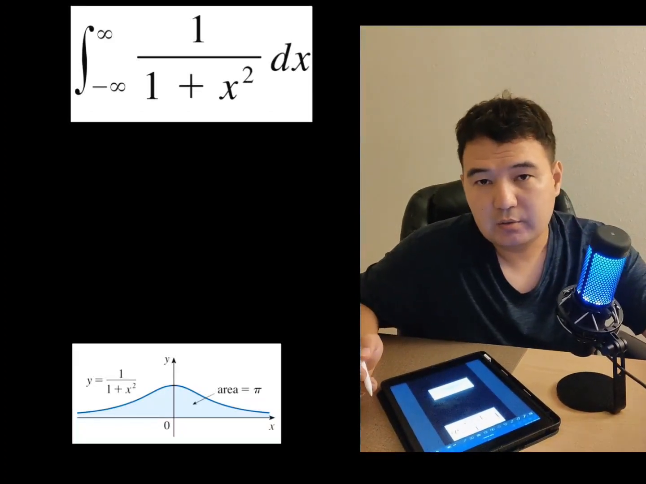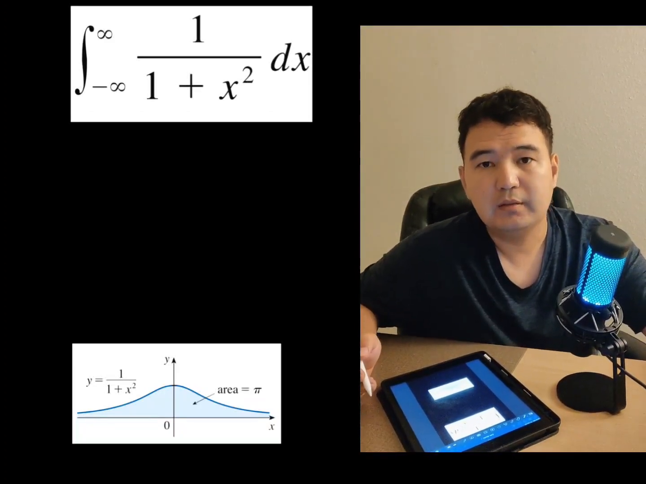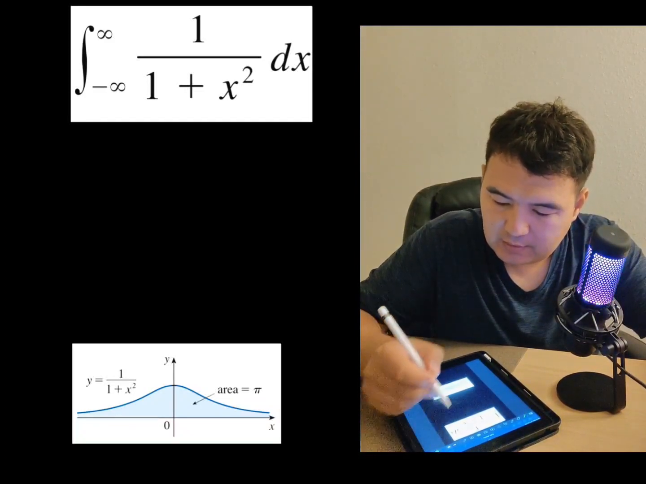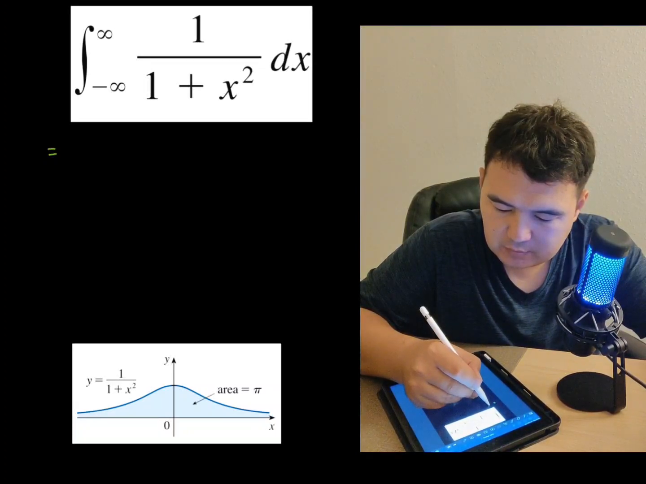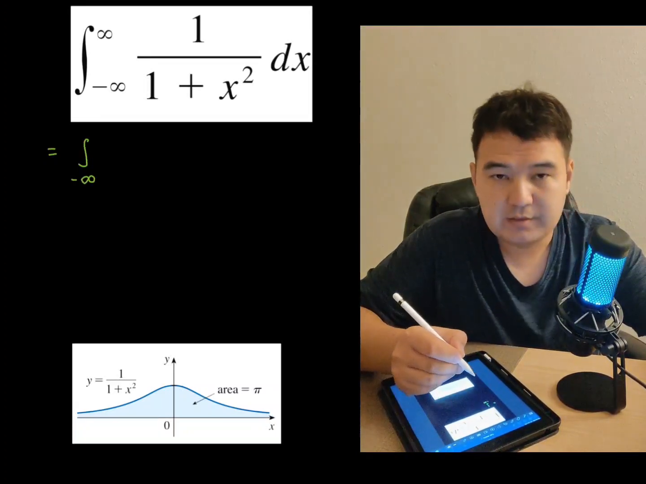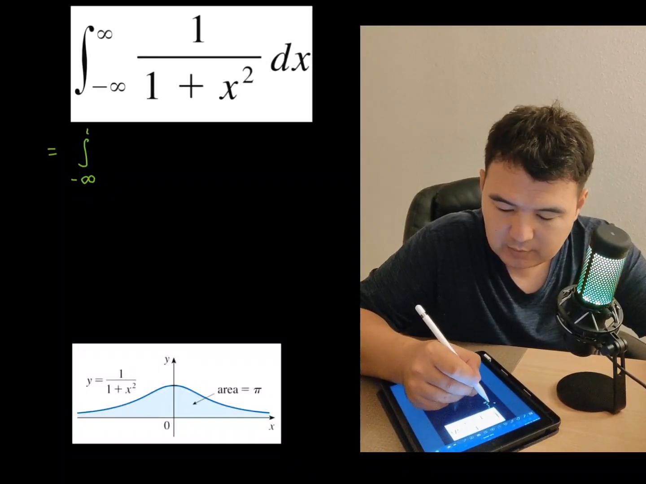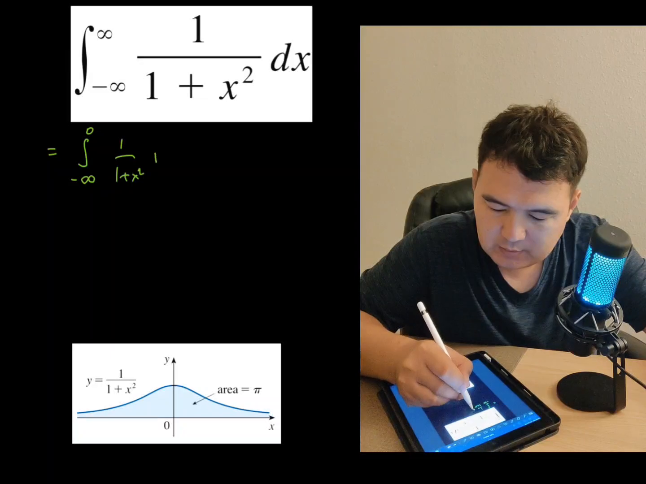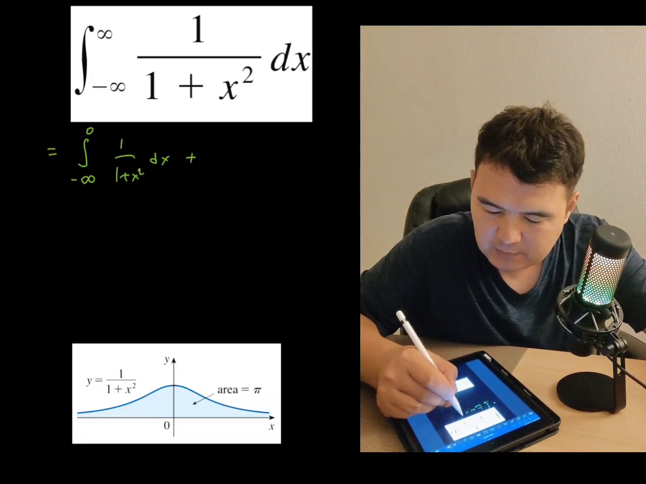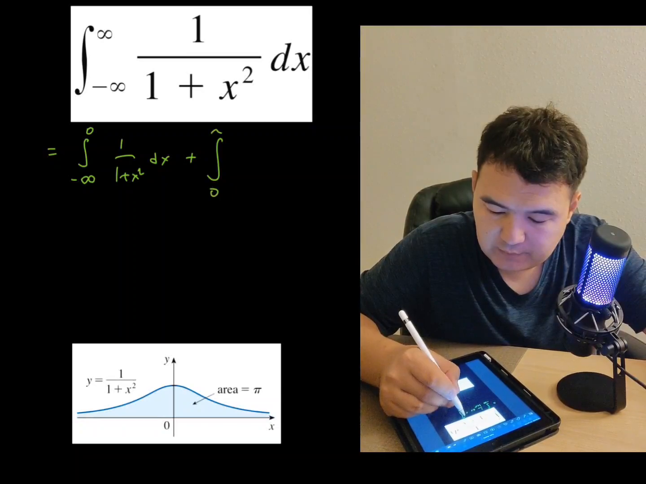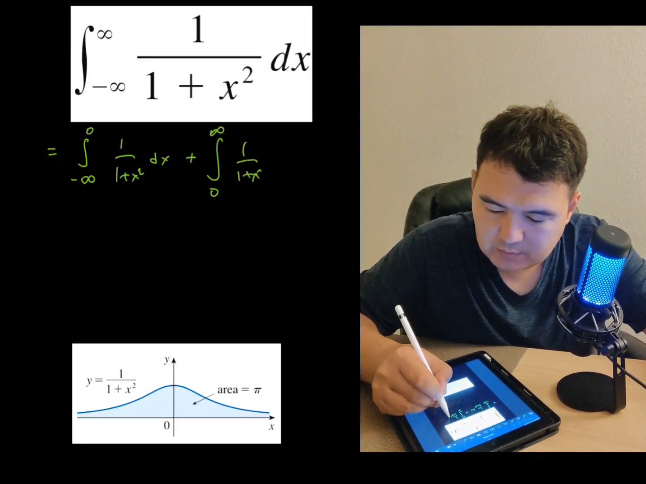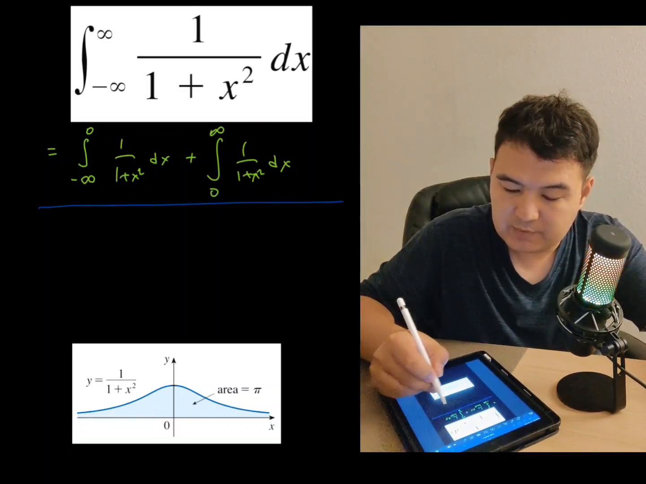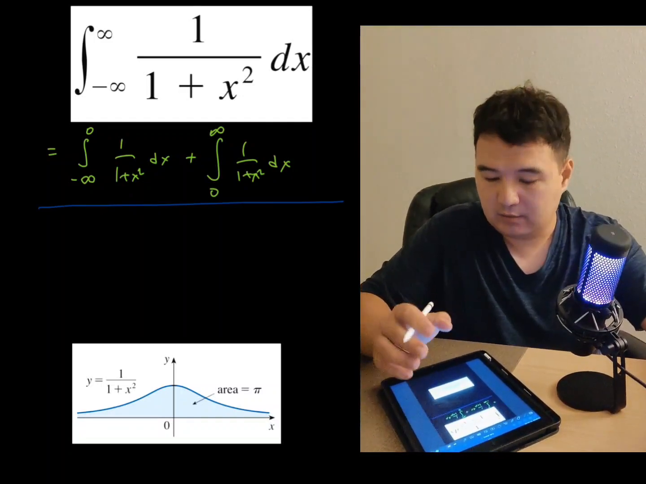The trick here is to split the integral into two separate improper integrals. So I will choose 0 as the splitting point: the integral from negative infinity to 0 of 1 over 1 plus x squared dx, plus the integral from 0 to positive infinity of 1 over 1 plus x squared dx. Now we can compute both of these integrals separately, and then add the final results.